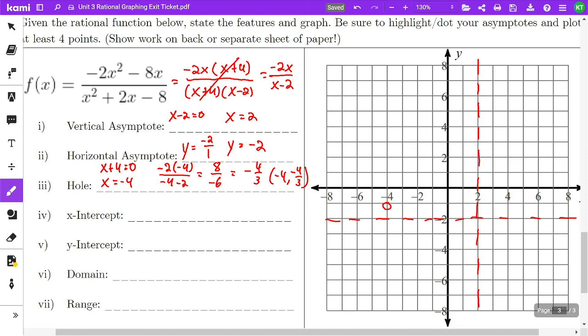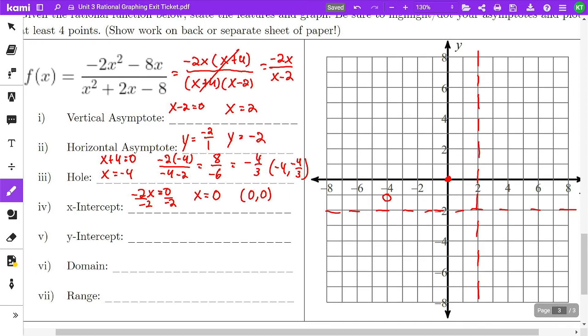Next, I'm going to get my x-intercept by setting my numerator equal to 0. So I have -2x equals 0. If I divide both sides by -2, I will get x equals 0. So my x-intercept will be at 0, 0.